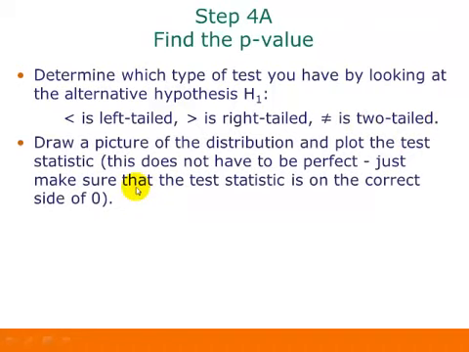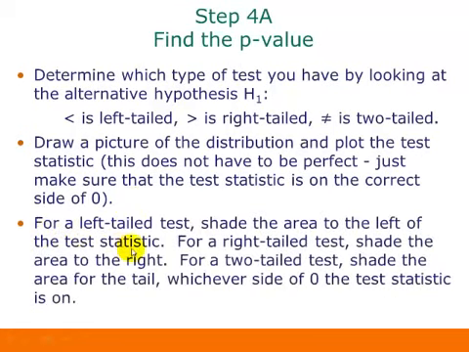Now what you want to do is draw a picture of your distribution, either the t distribution or the standard normal distribution, and plot the test statistic on there. This doesn't have to be perfect, just make sure that the test statistic is on the correct side of 0. For a left-tailed test, you want to shade the area to the left of the test statistic. For a right-tailed test, you want to shade the area to the right. And for a two-tailed test, shade the area for the tail, whichever side of 0 the test statistic is on. So if it's to the left of 0, then you shade to the left. If it's to the right of 0, then you shade to the right of it.